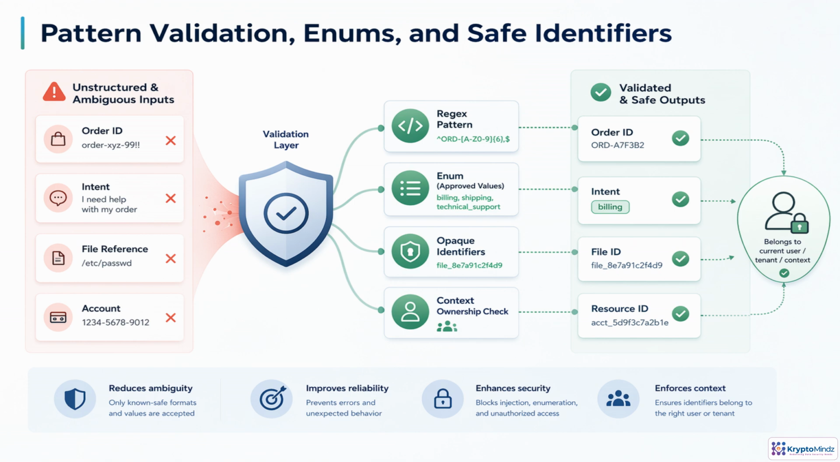For resources, avoid raw paths, URLs, database names, and account numbers. Use opaque identifiers, then verify the identifier belongs to the current user, tenant, or authorized context. Format validation is necessary, but ownership validation is what makes it safe.